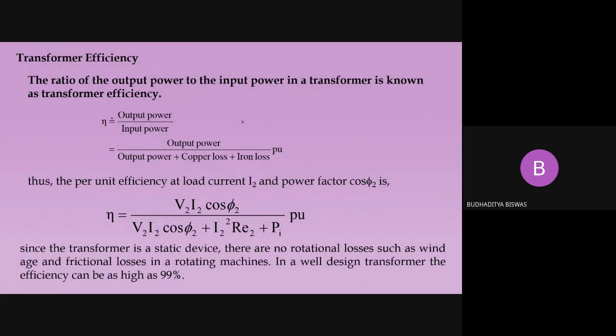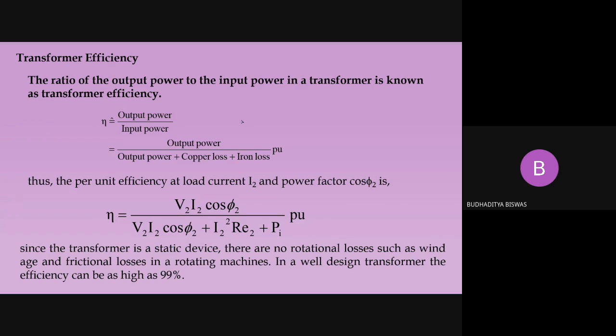Now what is called the efficiency of the transformer? In the general definition, efficiency is the ratio of output power to input power. For any electrical apparatus, if you want to find the efficiency, it is output power by input power. Suppose you have a motor, so you are supplying it with some electric power. How much power it is consuming and how much power it is giving to you, the ratio between these two things is called the efficiency.